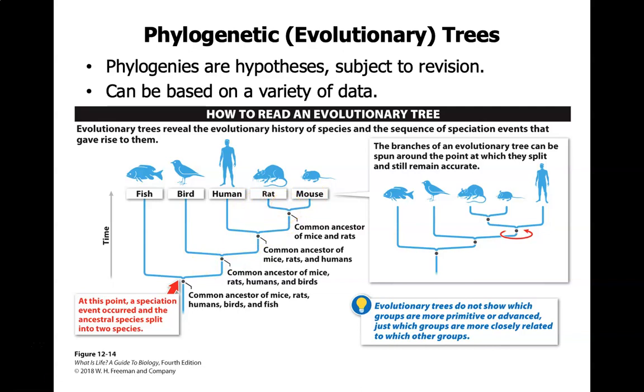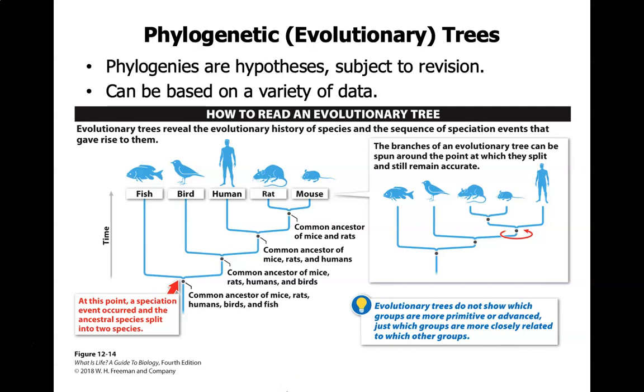So phylogenies are a hypothesis. They can be based on physical characteristics, they can be based on DNA and evidence, and sometimes a combination of both in order to figure out where our common ancestors were, what they might have been, and how closely related they are to one another.